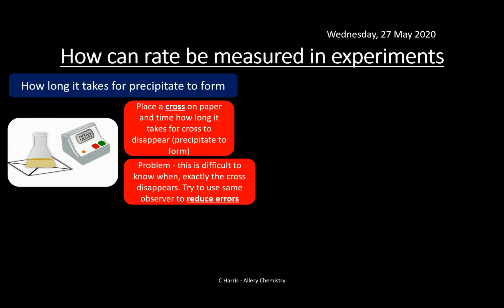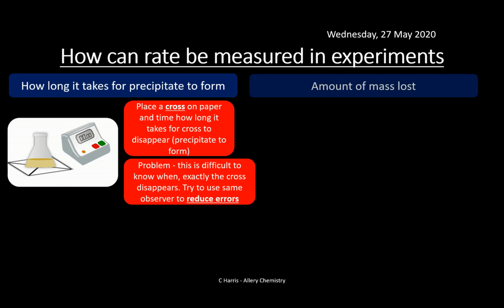So with these types of reactions, it's really important that if you are going to use this method, you use the same person to measure it, because you've got different perspectives, should I say. One person may look at the reaction and decide that it hasn't quite changed. Somebody else might look at it and say it has changed, at a specific time. So make sure you're using the same observer for this.